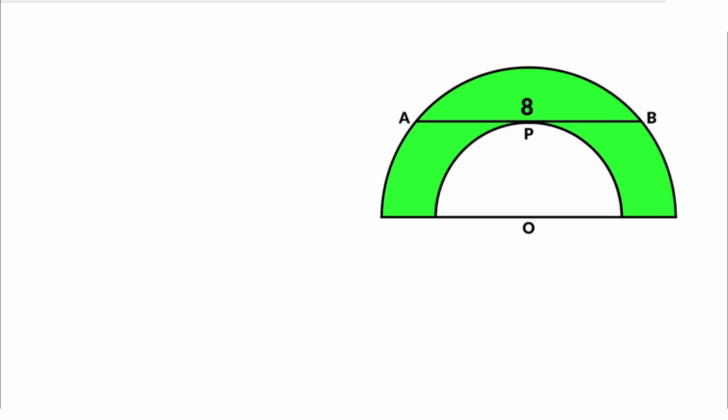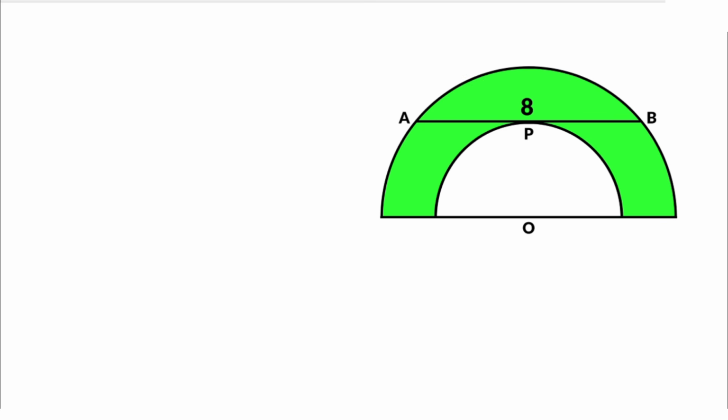We have two concentric semicircles, both resting on the same flat bottom line, and both sharing the exact same center, point O. The smaller semicircle sits inside the larger one, and the curved region between them is shaded green. Now, here's the interesting part. We're given just one measurement.